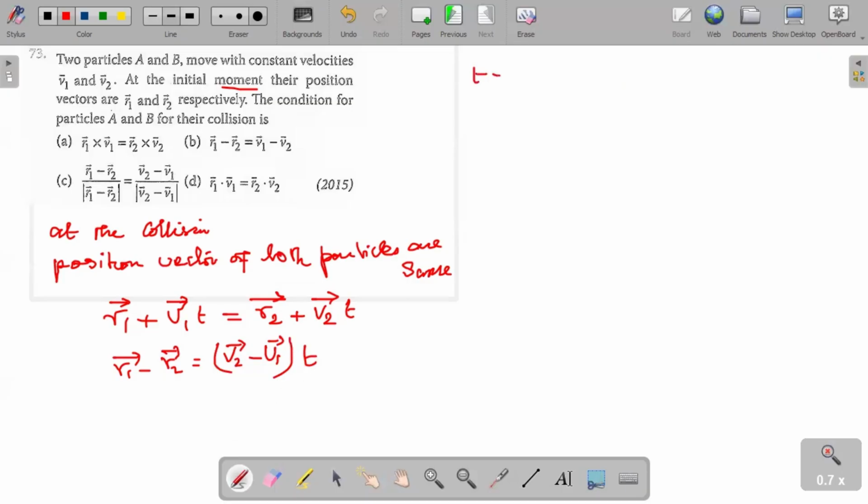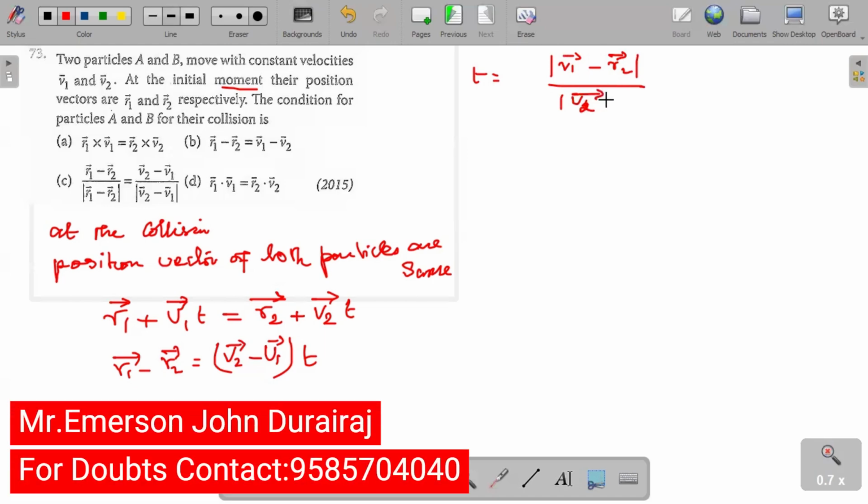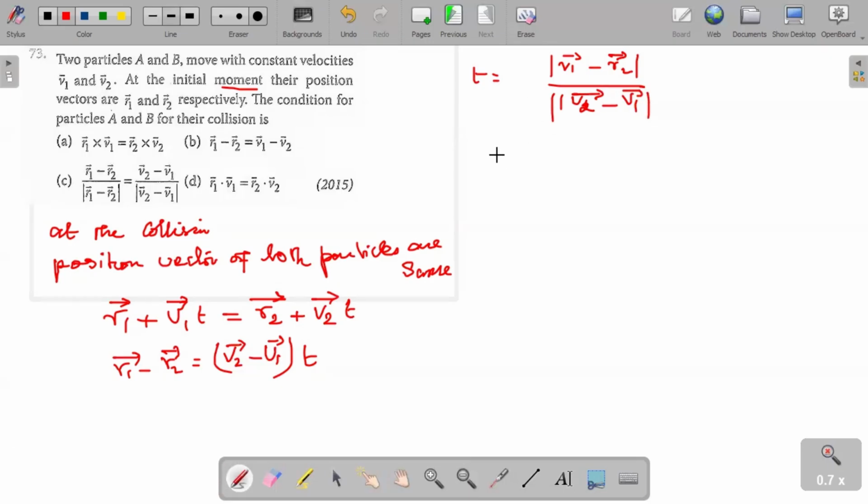If we take t outside, we can take the modulus. t equals modulus of r1 vector minus r2 vector divided by modulus of v2 vector minus v1 vector. Both are modulus because time is a scalar.